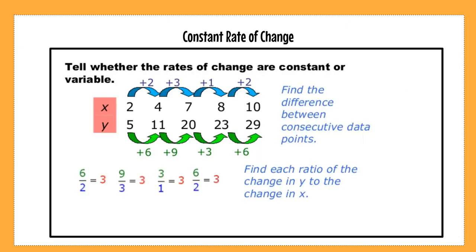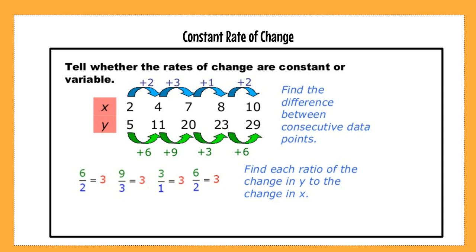All right. Here, I want us to tell whether the rates of change are constant, or if they're variable. That means they change. Then they're not constant. So if I look at that top problem, if I look at the change in x, I have plus 2, plus 3, plus 1, plus 2. That doesn't sound like it's constant. Let's look at the y's. Plus 6, plus 9, plus 3, plus 6. Well, that doesn't sound very constant either.